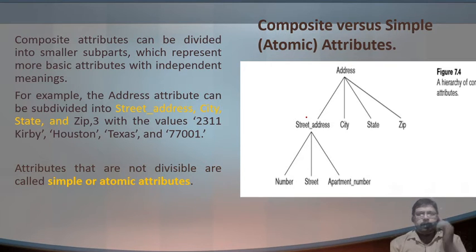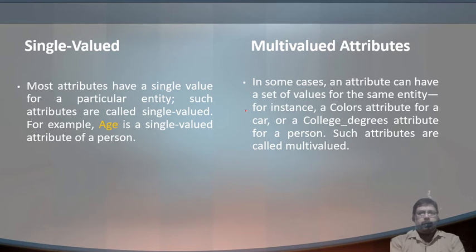And when it comes to the simple attribute, the attributes which are not divisible are called simple or atomic attributes. For example, employee number, SSN number. It cannot be further divided. Such things we can call a simple or atomic attribute. So this is the difference between composite and simple attributes.